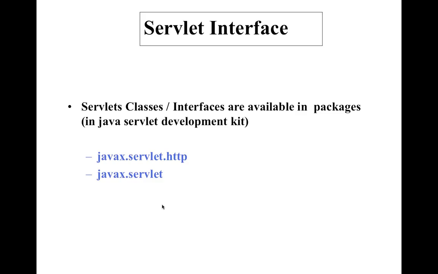Servlets. Servlet classes and interfaces are available in packages in the Java Servlet Development Toolkit: javax.servlet.http and javax.servlet. These are the two packages where you have all your code. javax.servlet is where you have all the generic servlet related stuff, and anything related to HTTP is part of javax.servlet.http. Okay, it's not java dot anymore. javax means extension.